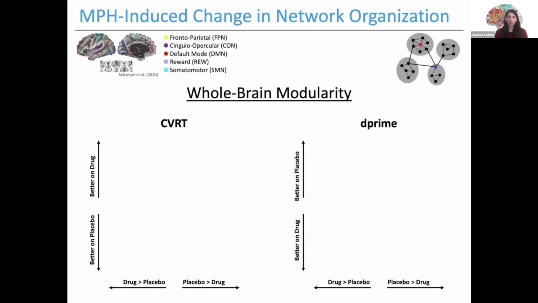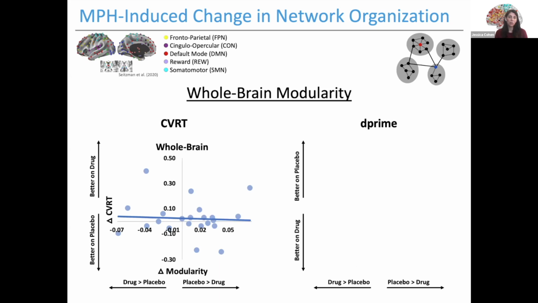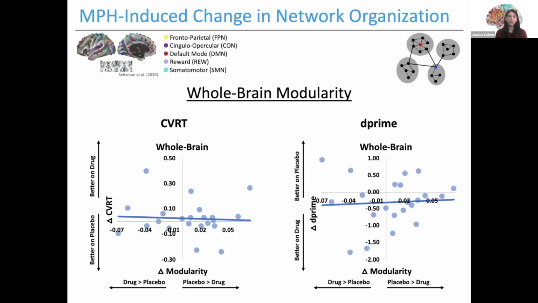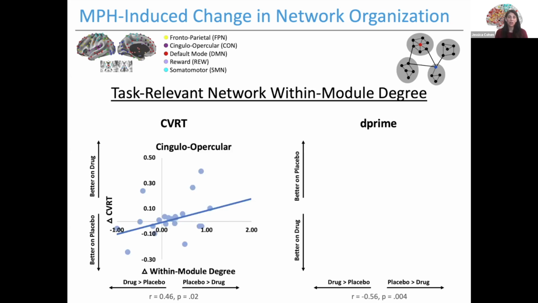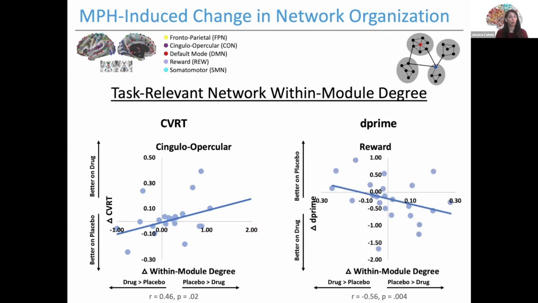So first we looked at whole brain modularity, and we saw no relationship between change in modularity on drug and change in behavior for CVRT or for D prime. So next we looked at the network level properties of within module degree and node dissociation index. When focusing on within module degree of the task relevant networks, we found with regards to CVRT that if within module degree of the cingulo-opercular cognitive control network decreased on the drug, then CVRT decreased as well. So in other words, responses became more stable. With D prime, we found that if within module degree of the reward network decreased on drug, then D prime increased. So responses became more accurate in addition to becoming more stable.